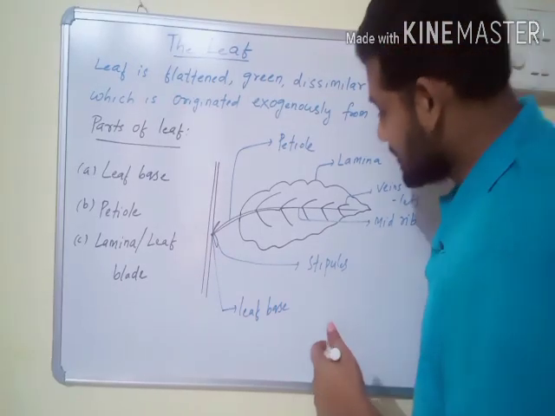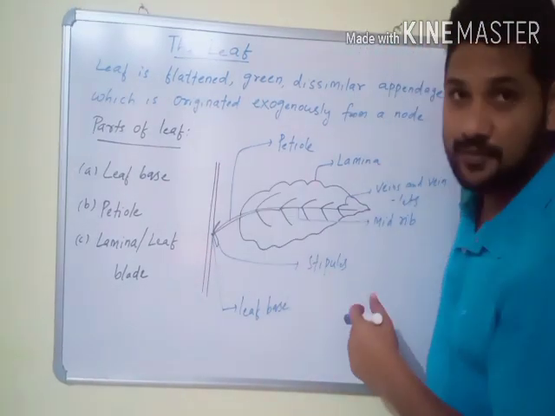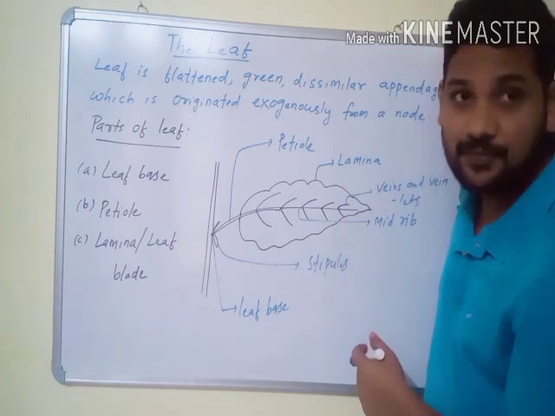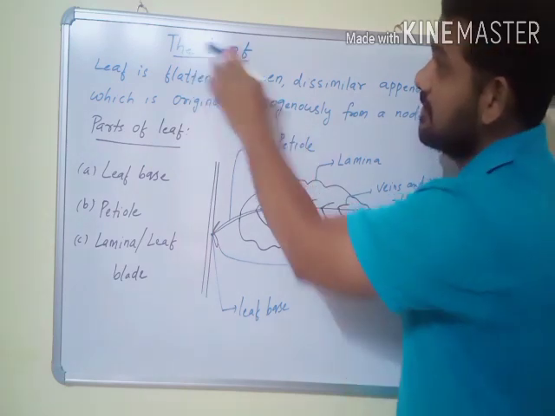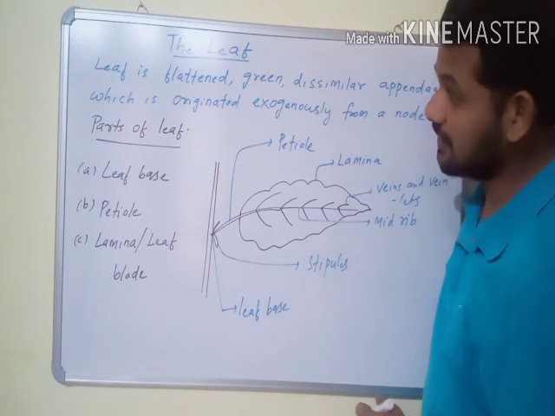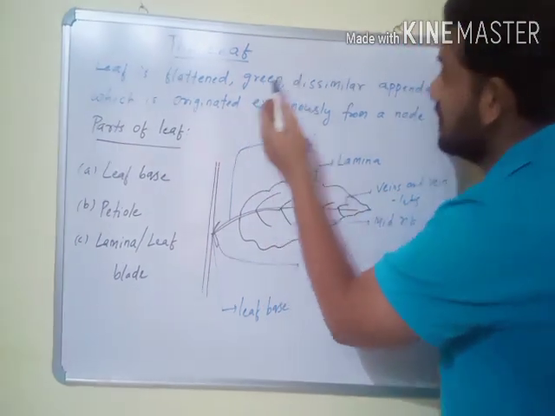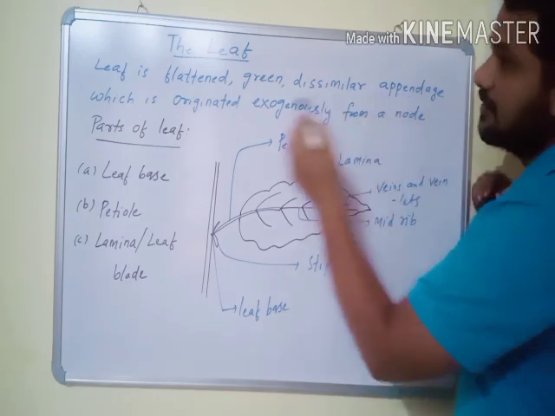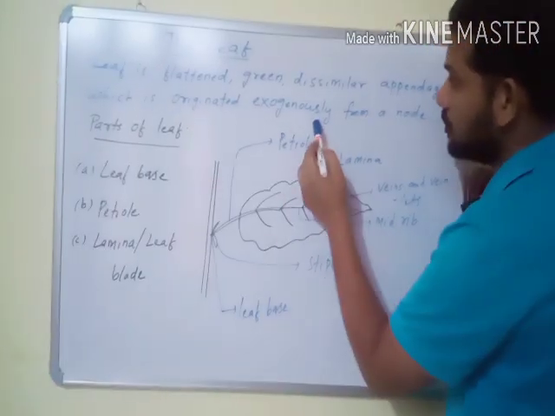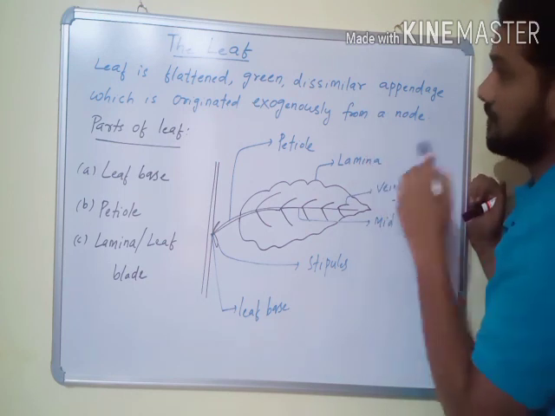Good morning students. In this video we will discuss another vegetative organ, that is leaf. This is the last vegetative organ. So what is leaf? Leaf is a flattened, green, dissimilar appendage which originates exogenously from a node.